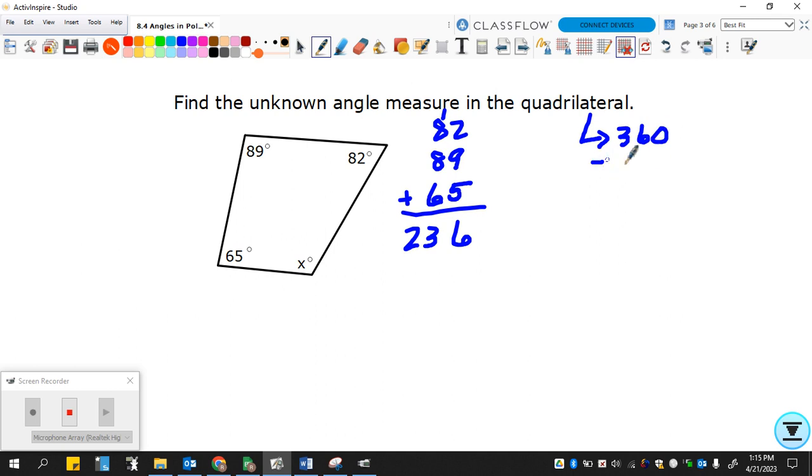Now remember, in a quadrilateral, it has to add up to 360. And from that 360, we take away 236. And we do the math, and we end up with 124. All right? So this measure down here is 124. And if you look at it, you can see that it appears to be greater than 90 degrees. So that's reasonable. All right?